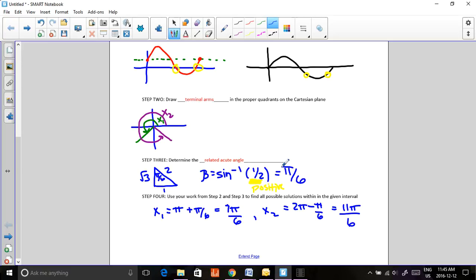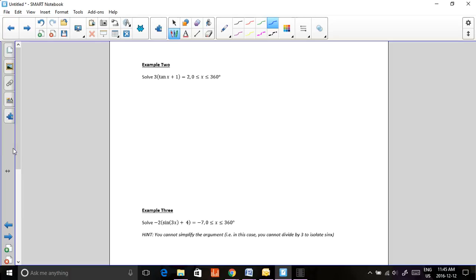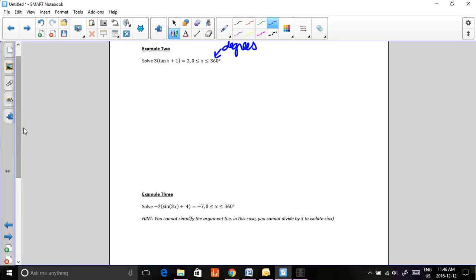And then in example 4, we get into a real life context. You'll notice here we get back into degrees, so you have to switch your calculator to degrees, and we're going to answer this question in degrees. It's important that you're able to do both. We rearrange this to be tan x equals 2 minus 1 is 1, divided by 3. So tan x equals a third.